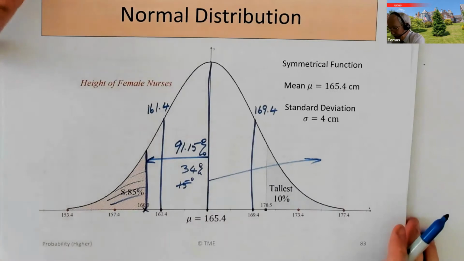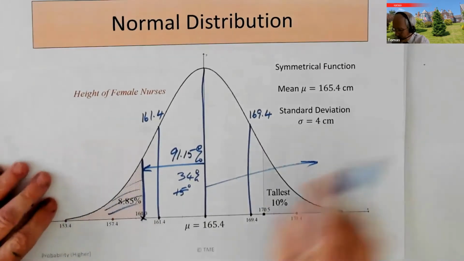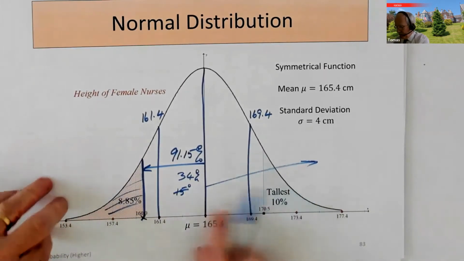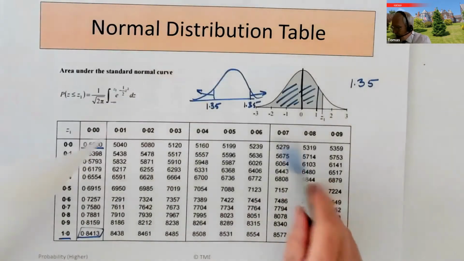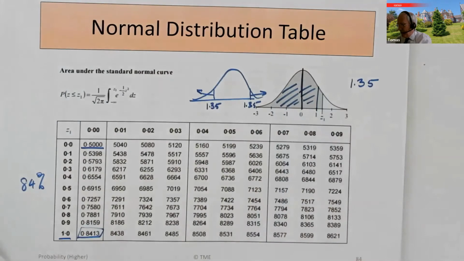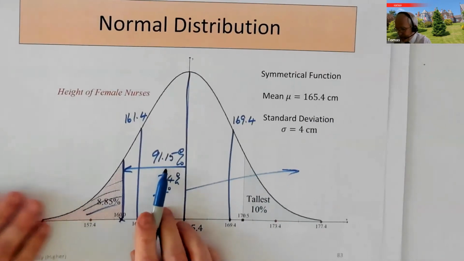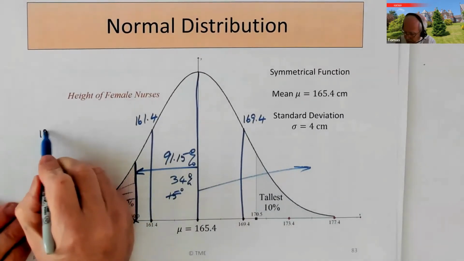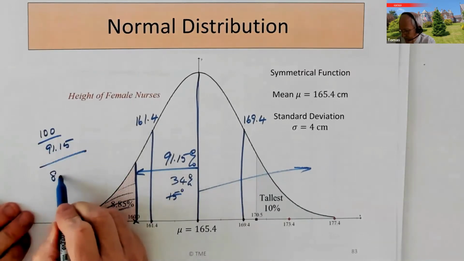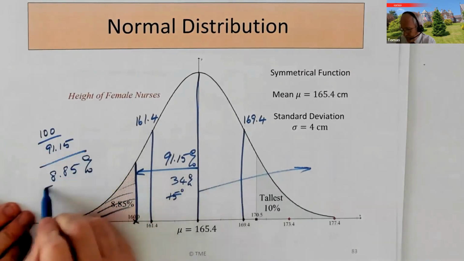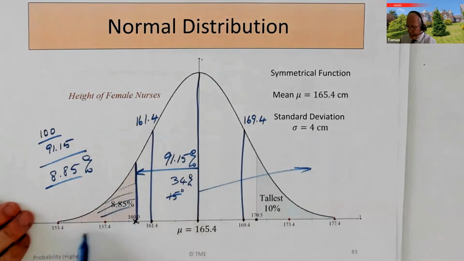91.15% of nurses have heights above this section, because that's the shaded area on this graph. So therefore, the remainder, taking that from 100, 91.15, that'll be 8.85% below that value there.